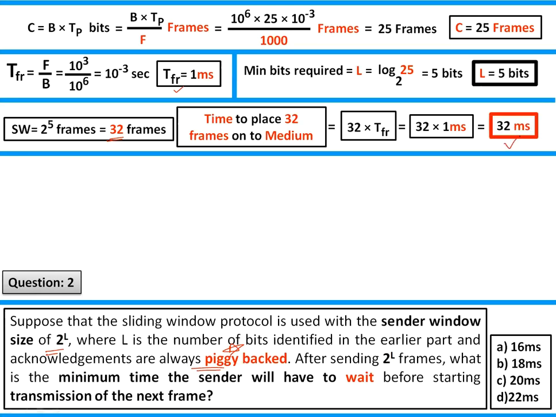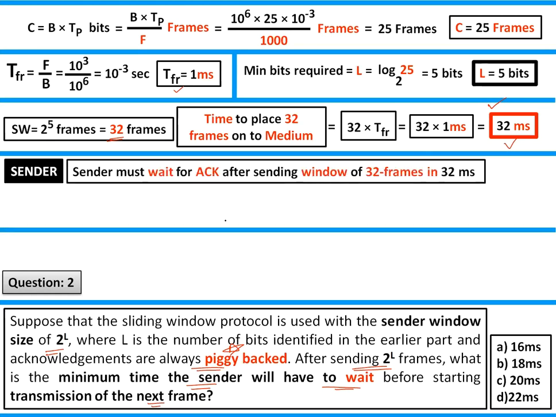Very good. Now the buffer is full. Now the question: after sending 2 power L frames, what is the minimum time the sender will have to wait before transferring the next frame, until I get the acknowledgement? By 32 milliseconds, my buffer is full, so I am desperately waiting for acknowledgement. The sender must wait for acknowledgement after sending a window of 32 frames in 32 milliseconds. So TFR is 1 millisecond, TP is 25 milliseconds.